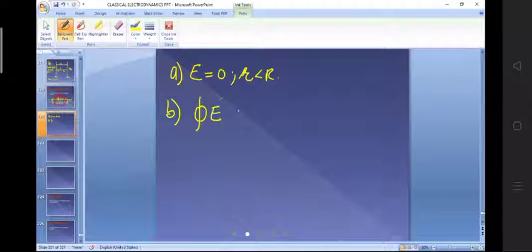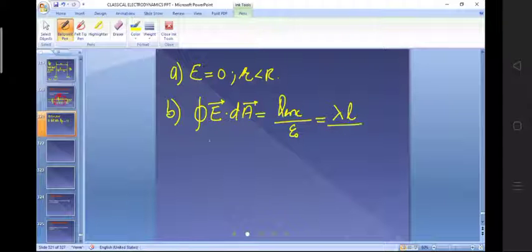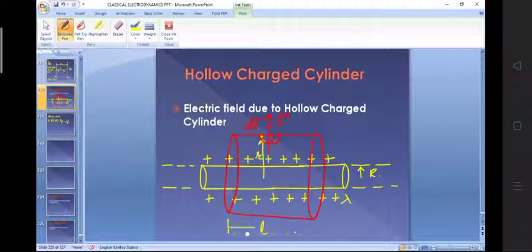Integration of E dot dA will be equal to Q enclosed by epsilon naught, and obviously Q enclosed will be equal to lambda multiplied by L, because lambda is the charge per unit length. So if you want to calculate charge here, its length is equal to L. Length of this Gaussian cylinder is equal to L.